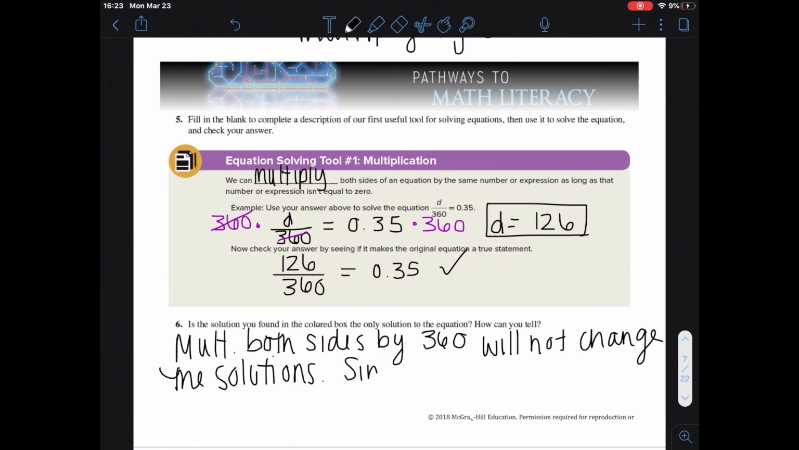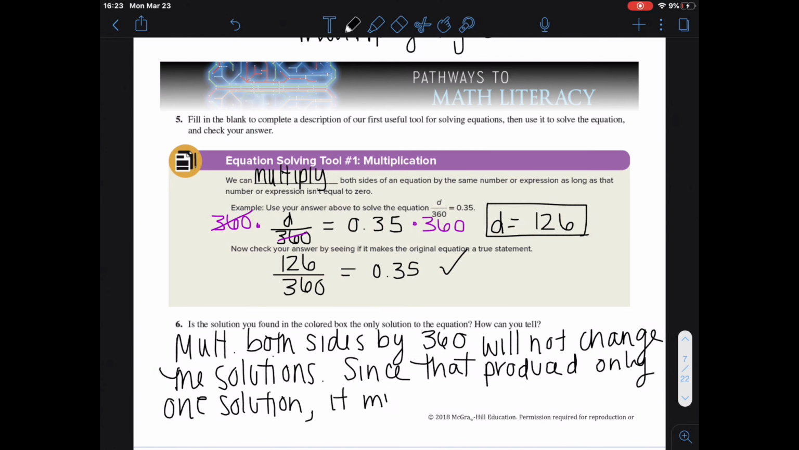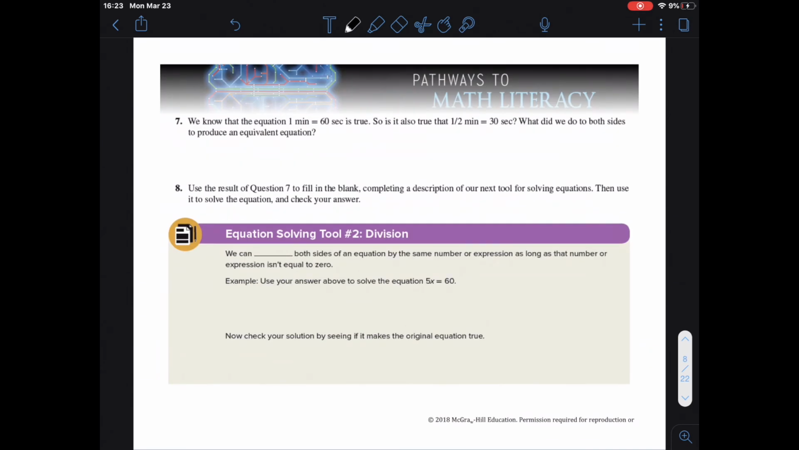So since that produced only one solution, it must be the only one. Okay. So we have one solution to this particular equation. Right. So let's go ahead and keep working.